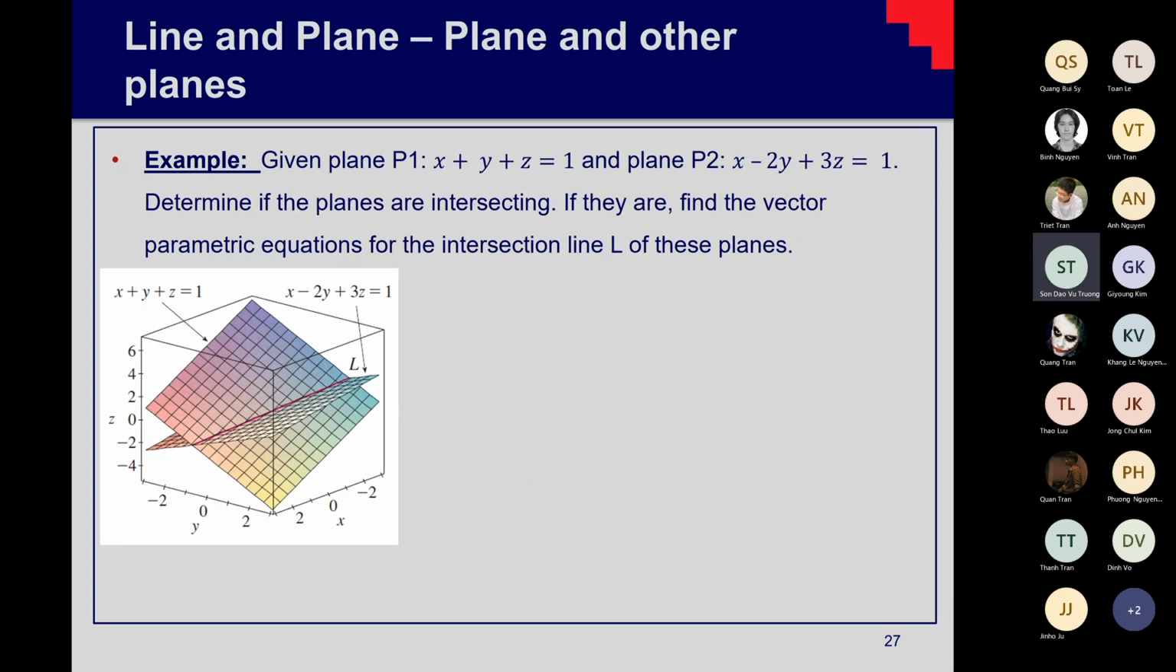So let's try one example together so that you will understand it better. Let's say we are given two planes. P1: x plus y plus z equals 1. And plane number 2: x minus 2y plus 3z equals 1. Determine if the two planes are intersecting, and if they are, find the vector parametric equations for the intersection line L of these planes. As you can see, the two planes are obviously intersecting, but let's go through the same procedure first.